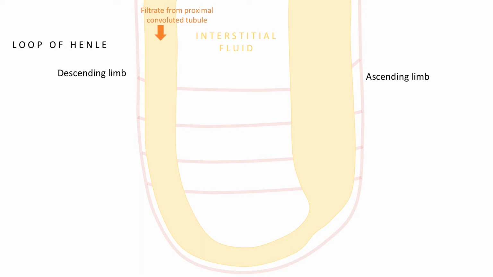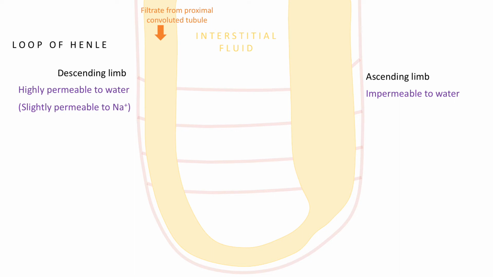Okay, so filtrate enters from the proximal convoluted tubule. The fluid in between the descending limb and the ascending limb of the loop of Henle is interstitial fluid. And then around and surrounding the loop of Henle are capillaries carrying blood. So how does the permeability of the walls of the loop of Henle change along its length? Well, if we look at the descending limb, and just to note, it's slightly permeable to sodium ions, whereas the ascending limb, and this is really important for how it functions.